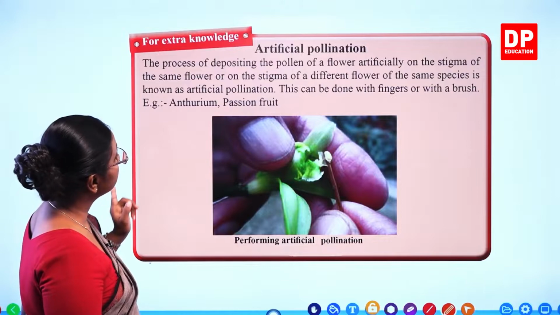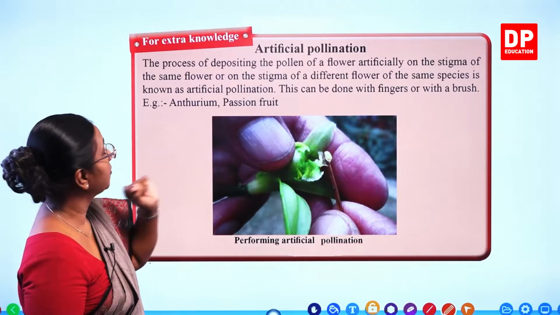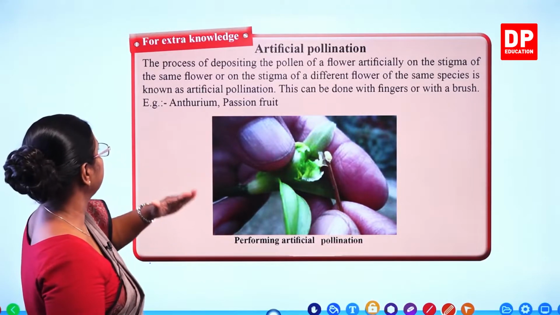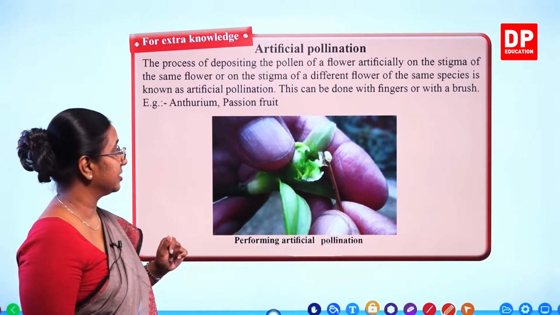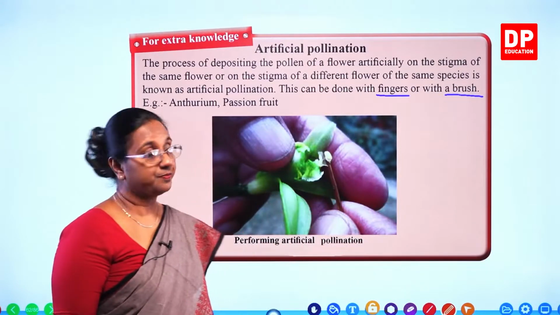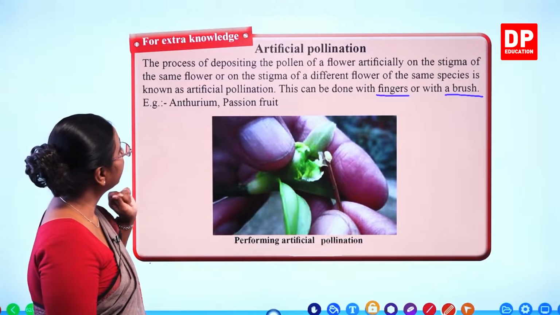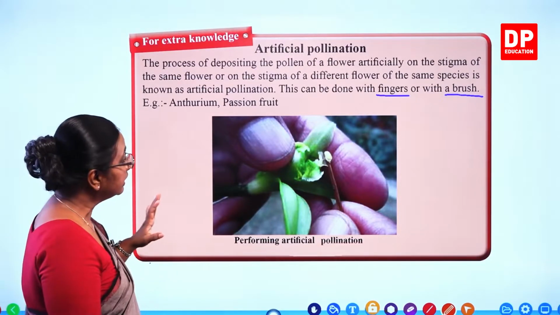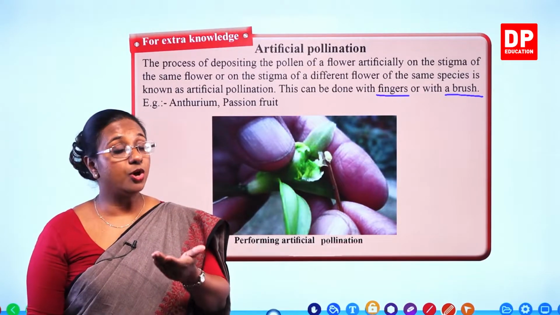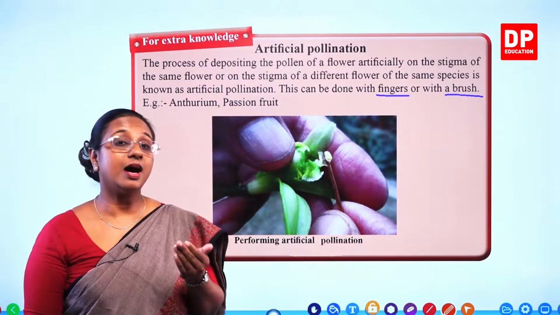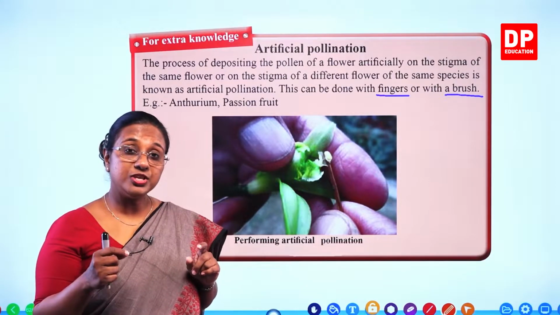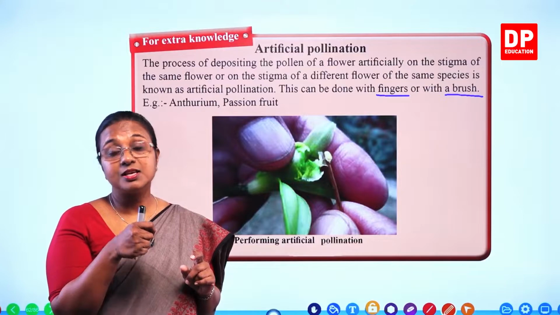The process of depositing the pollen of a flower artificially on the stigma of the same flower or on the stigma of a different flower of the same species is known as artificial pollination. This can be done with fingers or with a brush. Examples, anthurium and passion fruit. So here, if the pollens do not get deposited naturally by either animals, wind or water, then we need to do the artificial pollination. So what you can do is you can take the staminate flower. If you are using a brush, you touch the pollen grains with the brush.